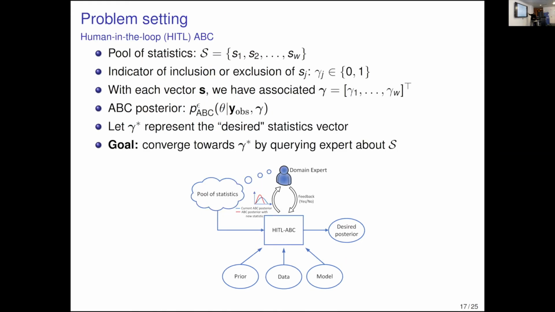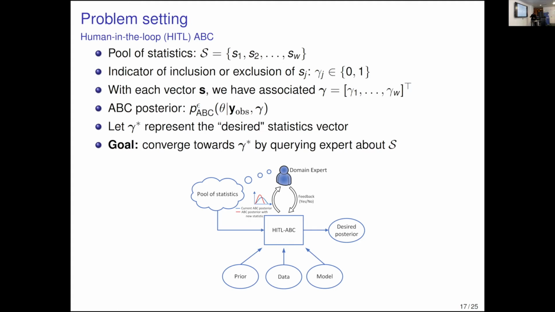All right. A little bit of notation now. Let's say you have a pool of statistics S, and it has W statistics. Then we introduce a gamma variable, which is a binary variable that tells whether the jth statistic is included or excluded: 0 is exclude, 1 is include. So for any subset of statistics, we have an associated gamma vector, which is 1 for all the chosen statistics and 0 for the rest.